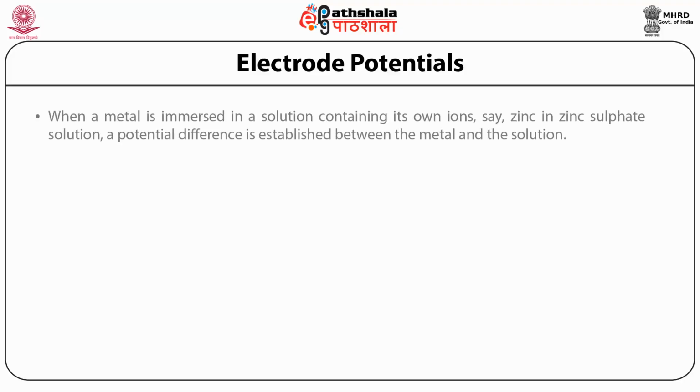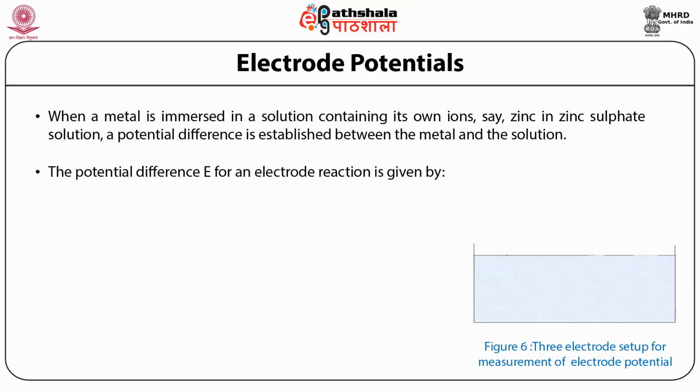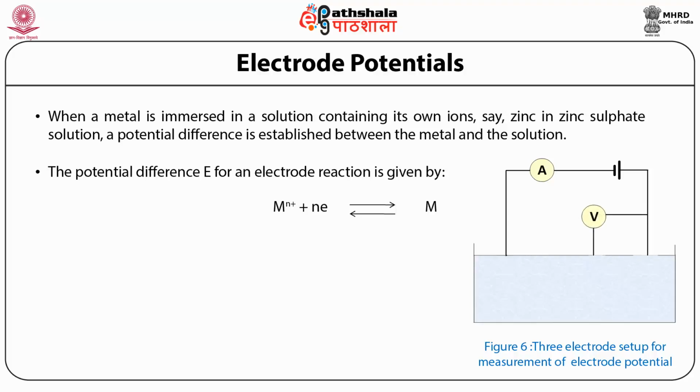Electrode potential. When a metal is immersed in a solution containing its own ions, say zinc in zinc sulfate solution, a potential difference is established between the metal and the solution. The potential difference E for an electrode reaction is given by M^n+ having n number of electrons. M^n+ means electron deficient. It will take n number of electrons and convert into M, or M will eject n number of electrons and will be in the ionic form.